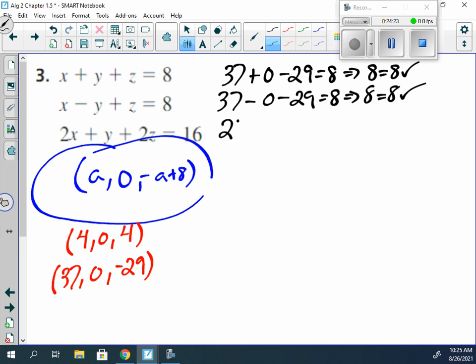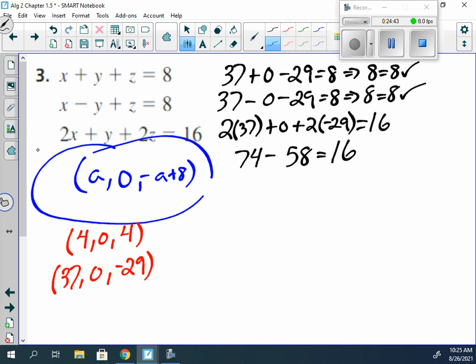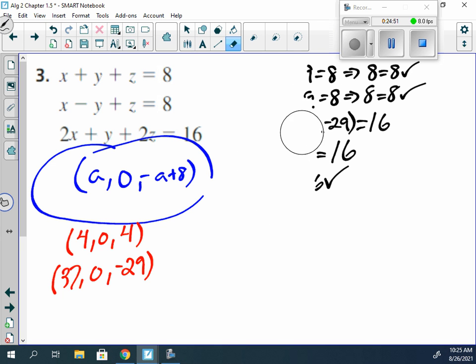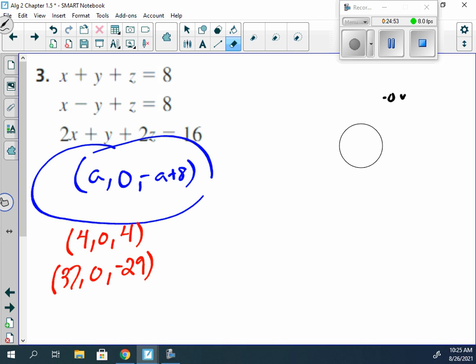And here we'll have 2 times 37 plus 0 plus 2 times negative 29 equals 16. Well, 2 times 37 is going to be 74 minus 58 equals 16. Well, this here would be 16 is equal to 16. So this point here works with all three equations. It is a solution that does work. Someone say they had another one?